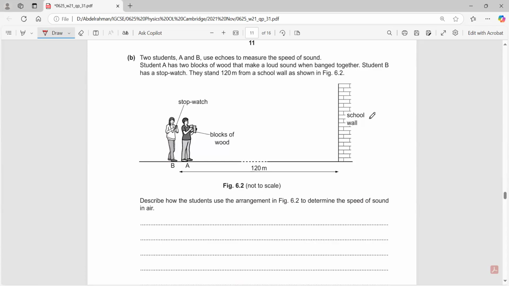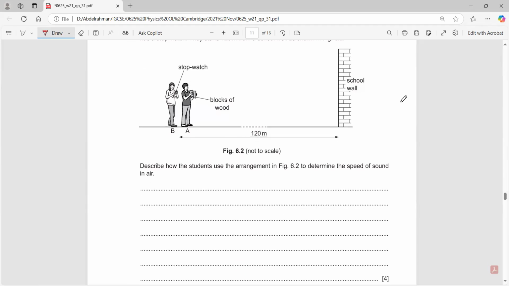Two students, A and B, use echoes to make measurements of the speed of sound. Describe how the students can use the arrangement to determine the speed of sound. Determining the speed of sound. First of all, you have student A and student B. Student A has the blocks of wood, and student B has the stopwatch.